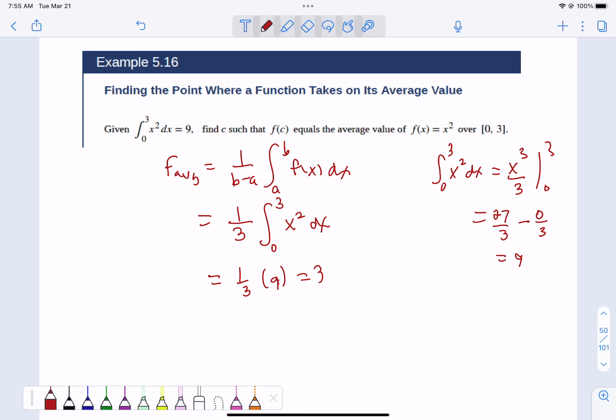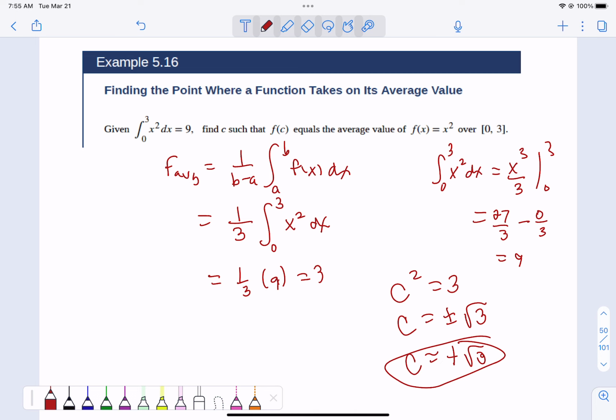So where will x squared equal 3? But let's make it a c so it feels better. Where will c squared equal 3? Well, how do you get rid of a square? Well, you do a square root, right? It's plus or minus the square root of 3. Now, which one of those is in the interval from 0 to 3? Is it positive square root of 3, negative square root of 3, or sometimes both? Positive. Just positive, so our answer is positive. So the value of c that equals the average value of 3 is square root of 3.